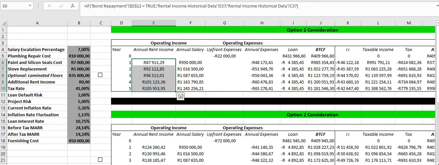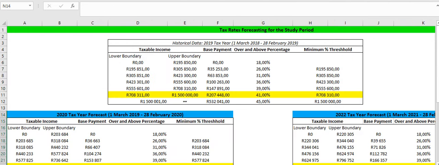To accurately calculate the corresponding tax of the taxable income, the personal taxation tables were forecasted, as can be seen over here, taking into account an increase of 4% per annum. The applicable tax bracket was thus highlighted and translated to the financial feasibility overview worksheet.